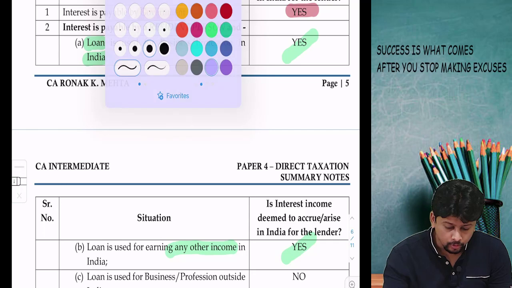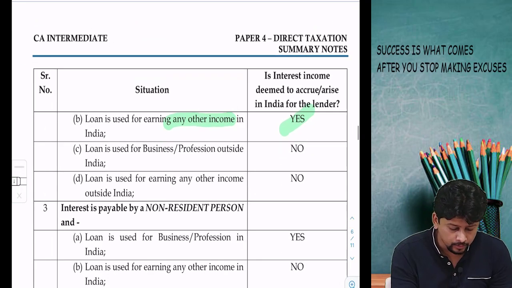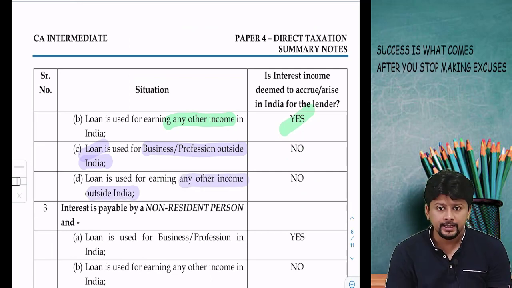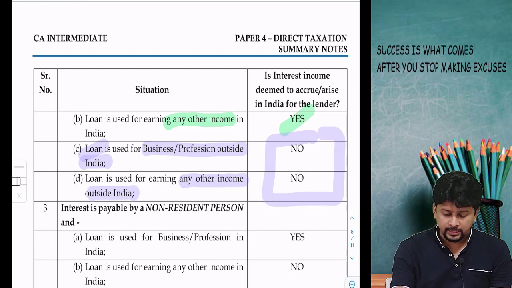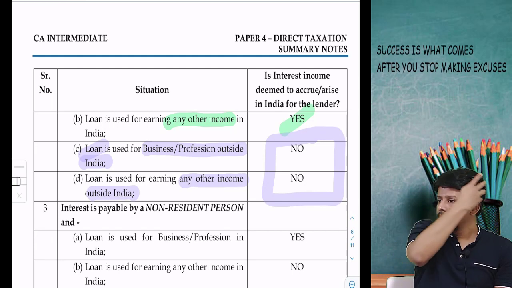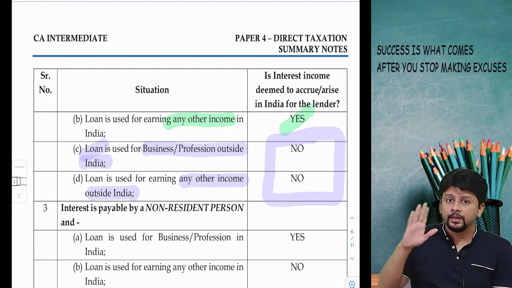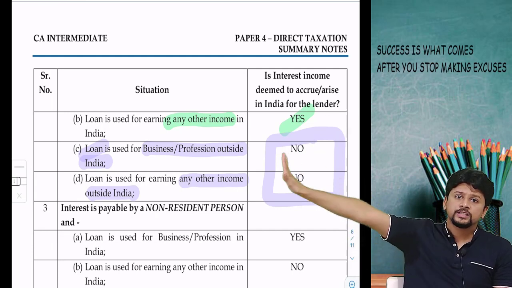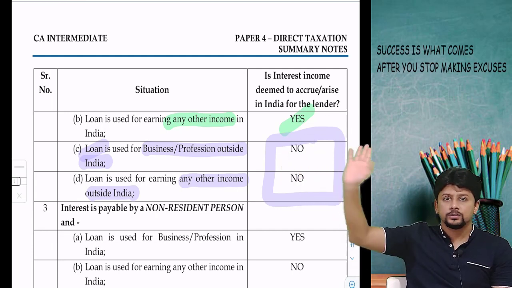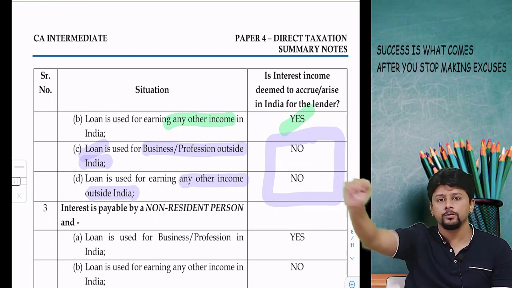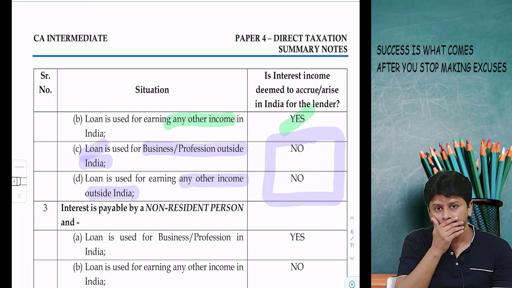If the borrower has used the loan for business activities outside India, for earning any other income outside India, then for the lender, section 9 will not apply. A resident person is borrowing money but using it outside India, then the income is accruing outside India only. Interest income is accruing outside India, not accruing in India, not taxable in India. Lender, you will not be required to pay any tax. Section 9 will not apply.